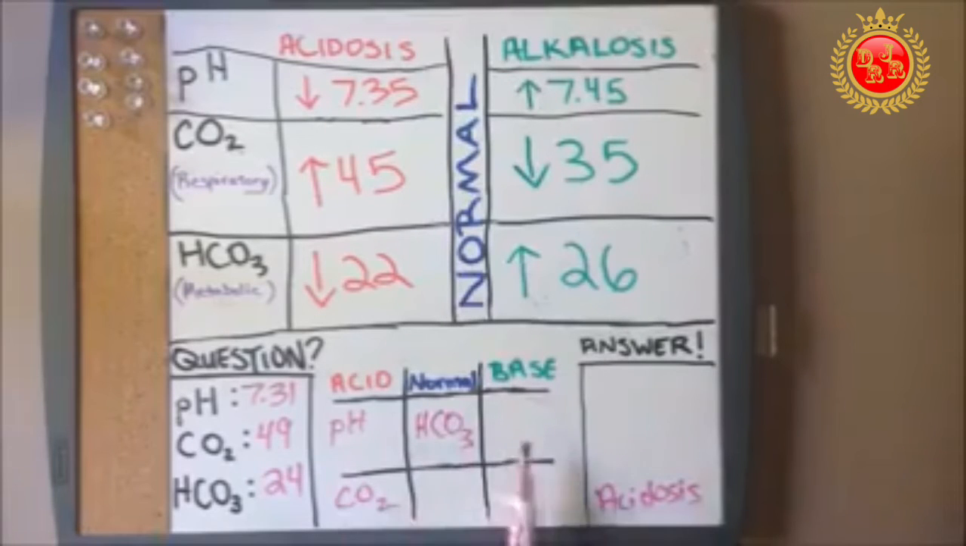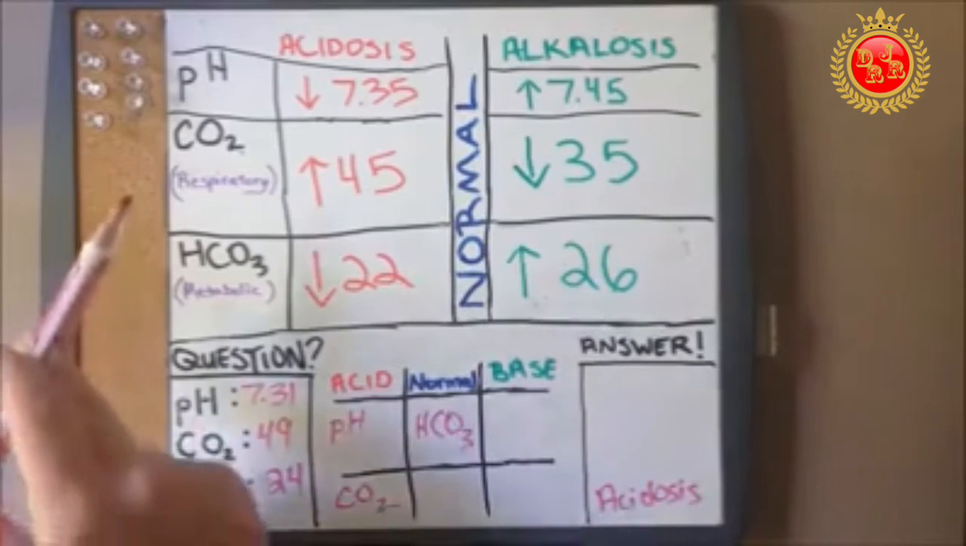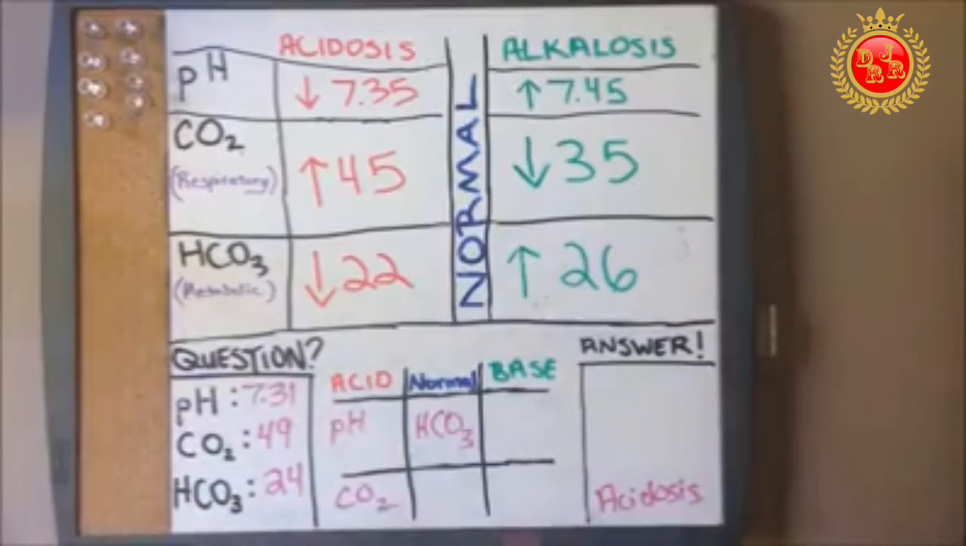Now we have all of our information necessary to answer the ABG question. Here's how you do it. Basically, whatever falls in the same column as the pH tells you what the cause of the acidosis is. So, for example, the pH is underneath the acid column, so we know we have acidosis. The CO2 is also under the acid column with pH. Therefore, CO2 is respiratory. What we have is respiratory acidosis.